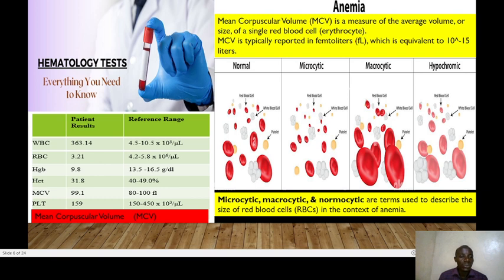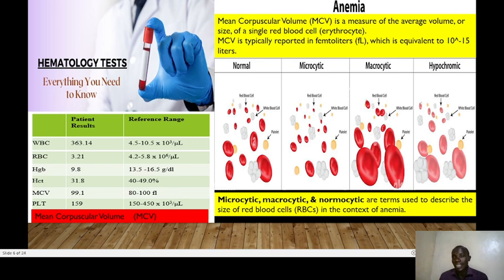Okay, so you are interested in the mean corpuscular volume, whereby the normal range for the MCV is usually 80 to 100 femtoliters. In the case where someone's values are outside this range, then we can categorize different types of anemia. It could be microcytic, macrocytic, or normocytic anemia. In this case, for our patient here, this one is normocytic because it's within the range, which is 80 to 100.